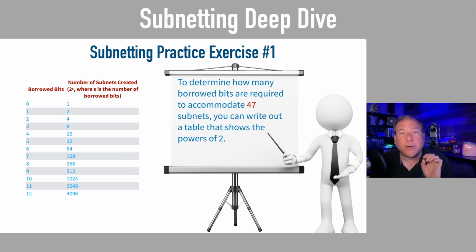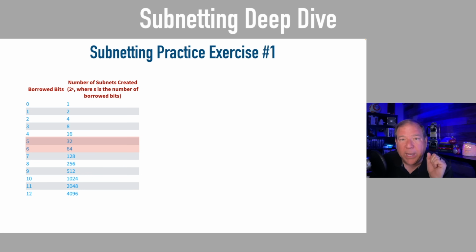Now, our goal is 47 subnets. As I look through there, I'm zooming in on 5 borrowed bits and 6 borrowed bits. 5 is not quite enough. If I borrowed 5 bits, that would give me 32 subnets. But if I borrowed 6 bits, that gives me 64. That's too much. What do I do? Well, you cannot borrow 5.5 bits, so you have to go with the minimum number that still meets the criterion. Even though it's more than we need, 6 is the minimum number of borrowed bits that we can select and still get 47 subnets.